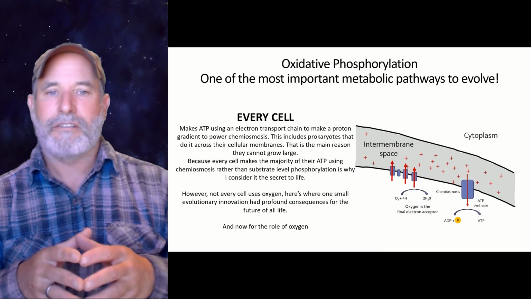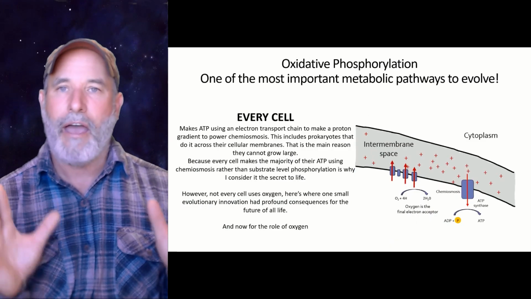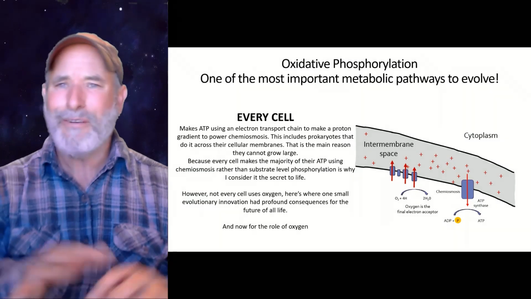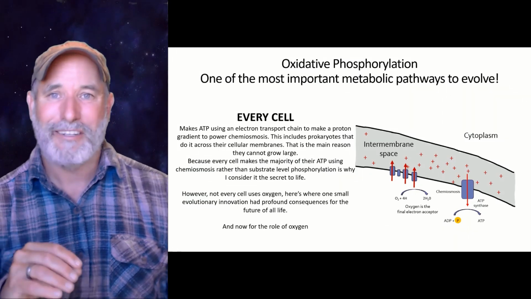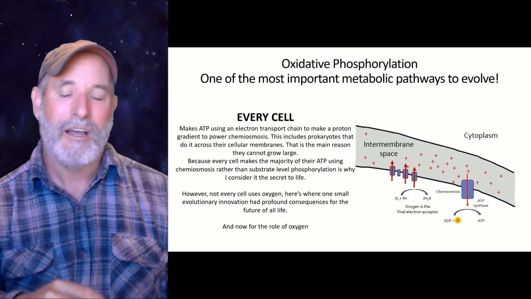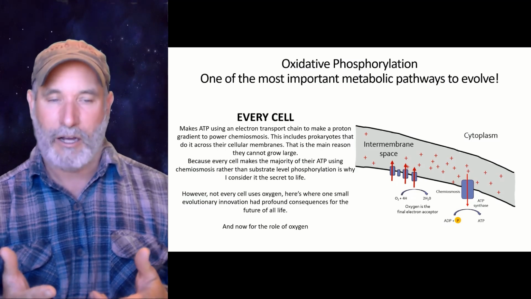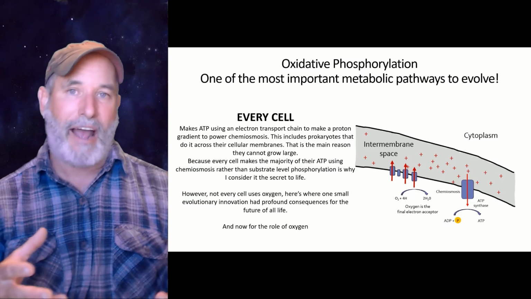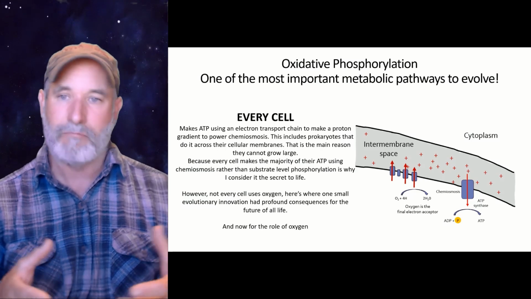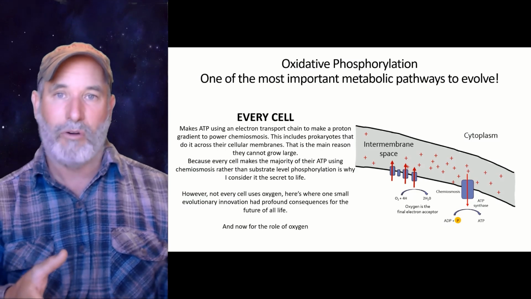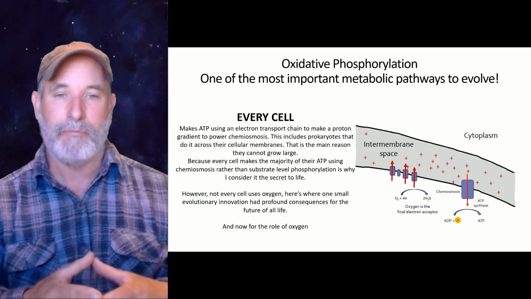And this is important. I mean, every single cell on this planet makes ATP using chemiosmosis across their membranes. Prokaryotes do it. We do it in our mitochondria. In fact, because we can pack so many mitochondria in our cells, they can become much larger, and we can actually have multicellular life because we can make so much ATP.